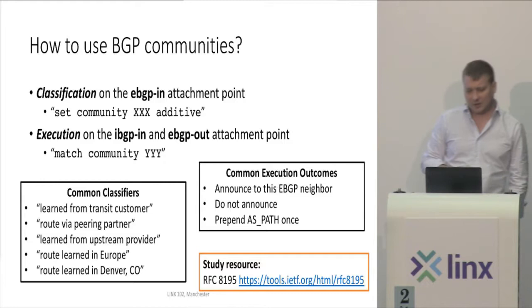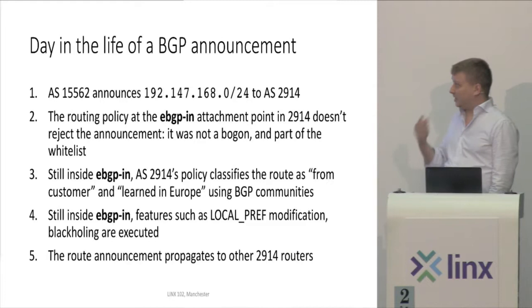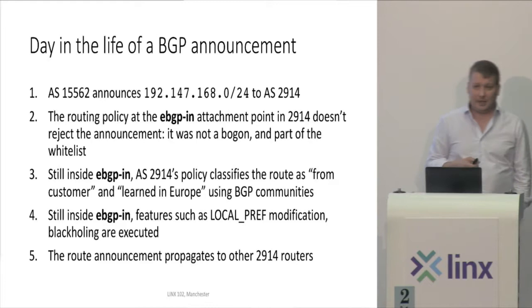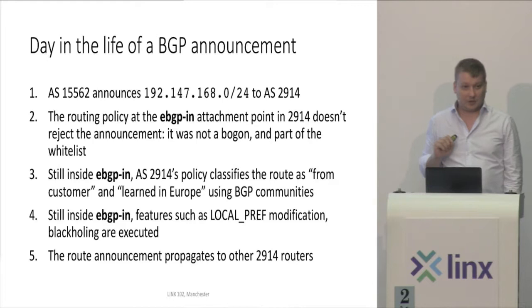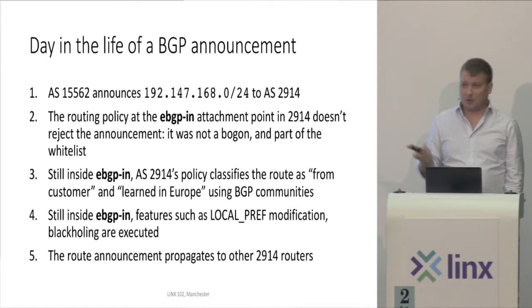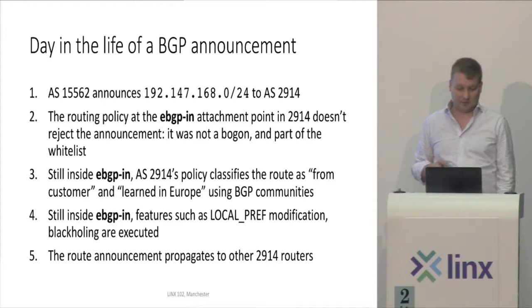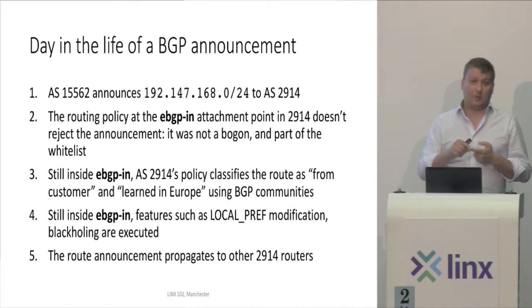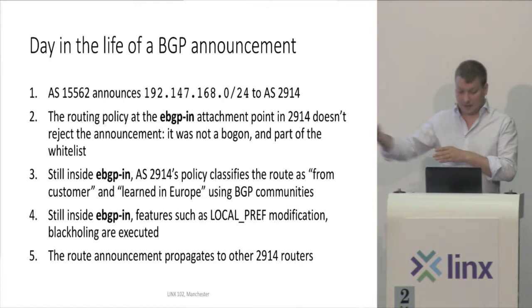So with this in our minds, let's step through a day in the life of a BGP announcement. I am AS15562, and I'm announcing an IPv4 prefix to AS2914, my upstream. The routing policy at the eBGP in attachment point on the 2914 side will not reject the announcement because it's part of the whitelist. I registered an IRR object. It's not a bogon. There is nothing fishy with the AS path, so it makes it through that phase of eBGP in. Then still inside eBGP in, the 2914 policy will classify which city or metro or country this route is picked up in, and attach appropriate BGP communities. It will classify the route as something learned from a customer. And then the route moves through the policy to the next step.